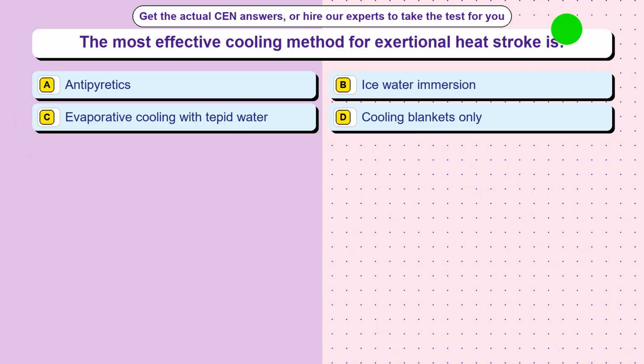Question 53. The most effective cooling method for exertional heat stroke is: Option A, antipyretics. Option B, ice water immersion. Option C, evaporative cooling with tepid water. Option D, cooling blankets only.